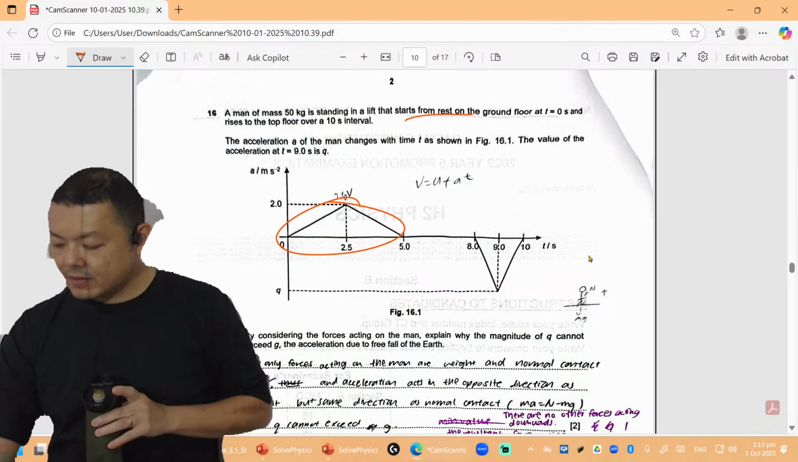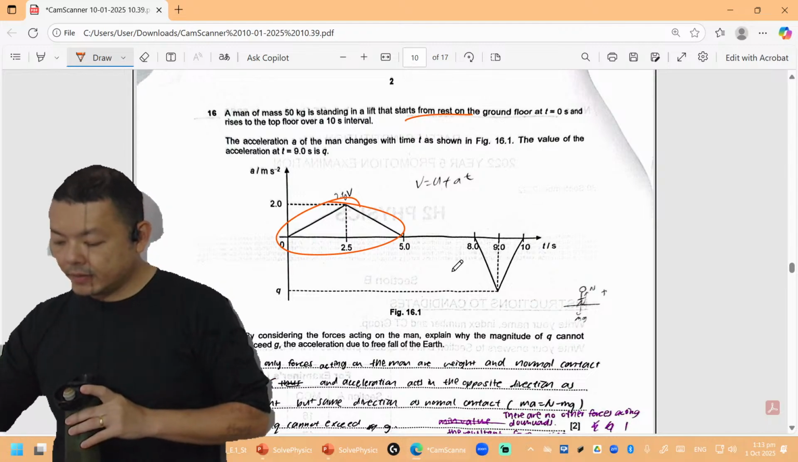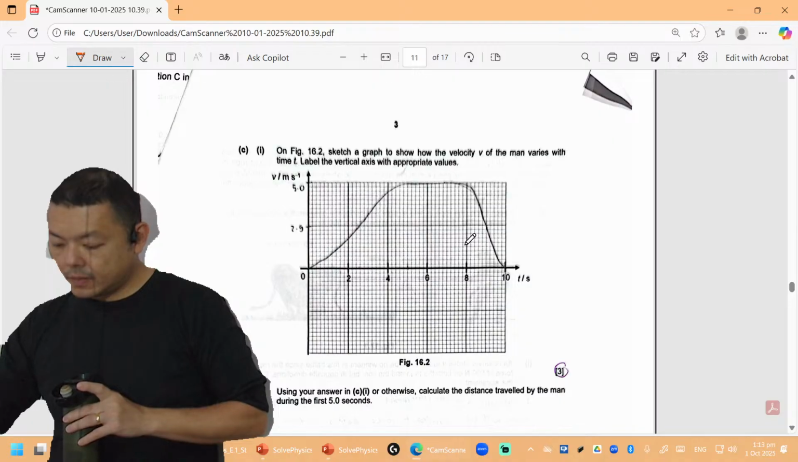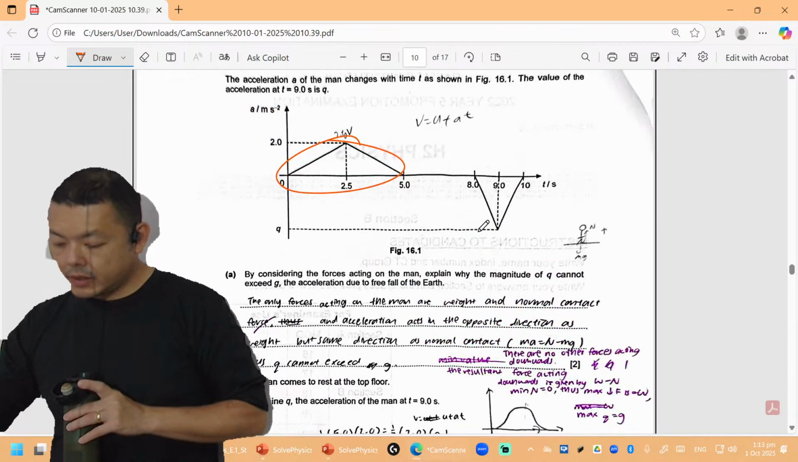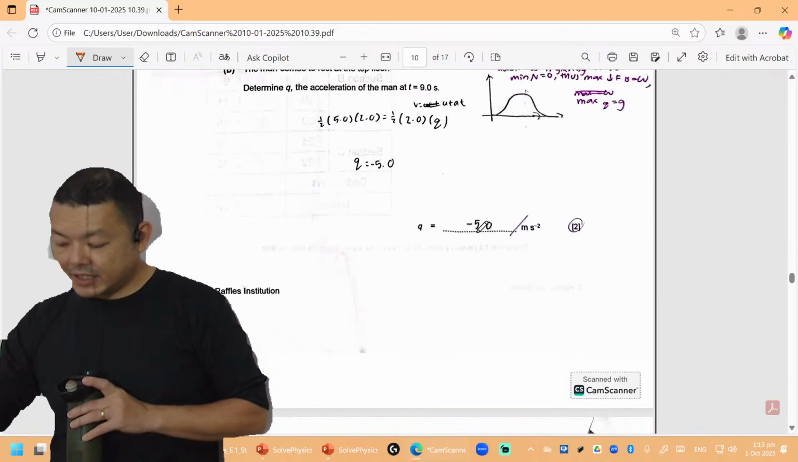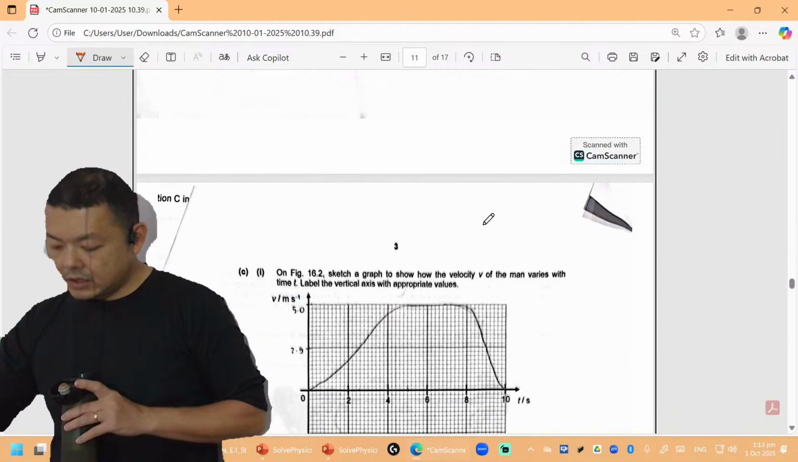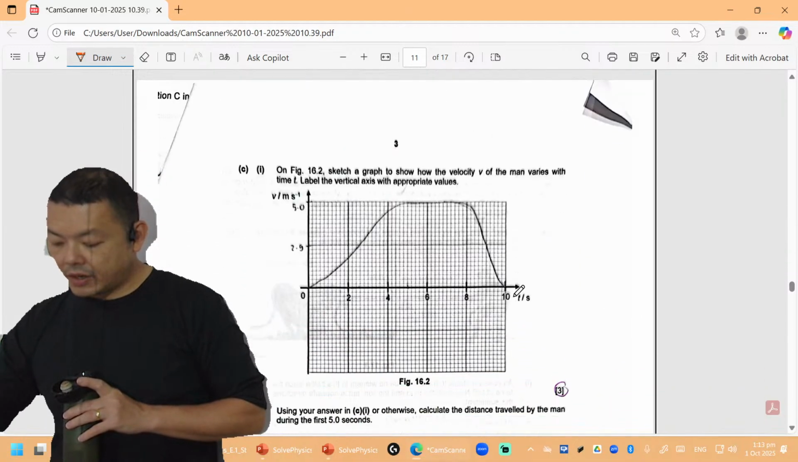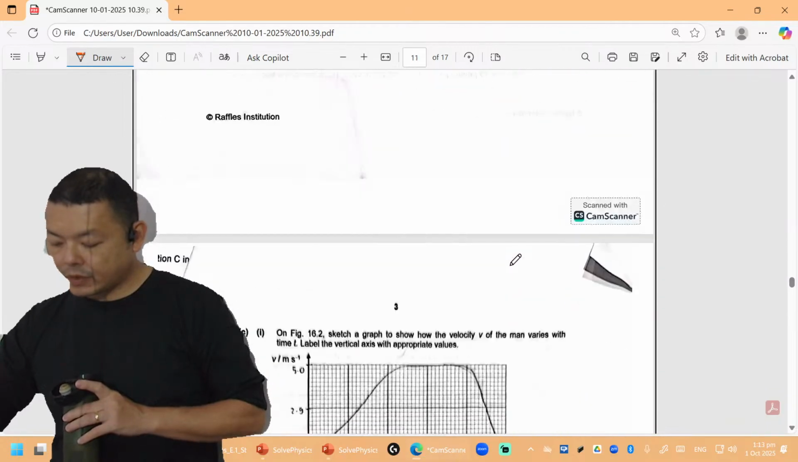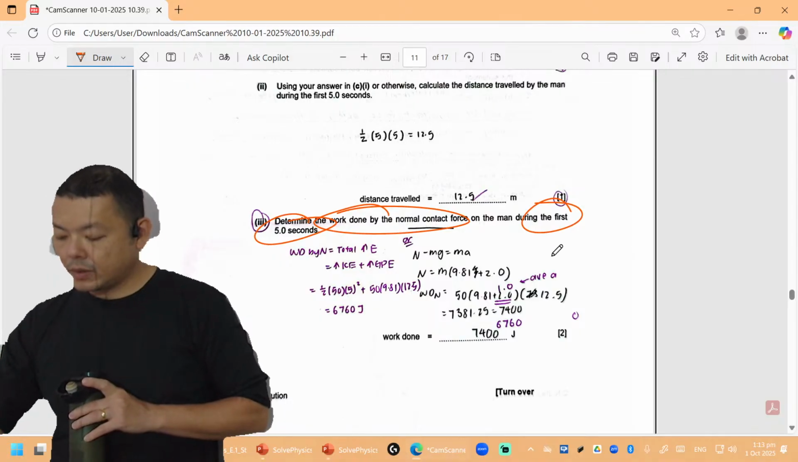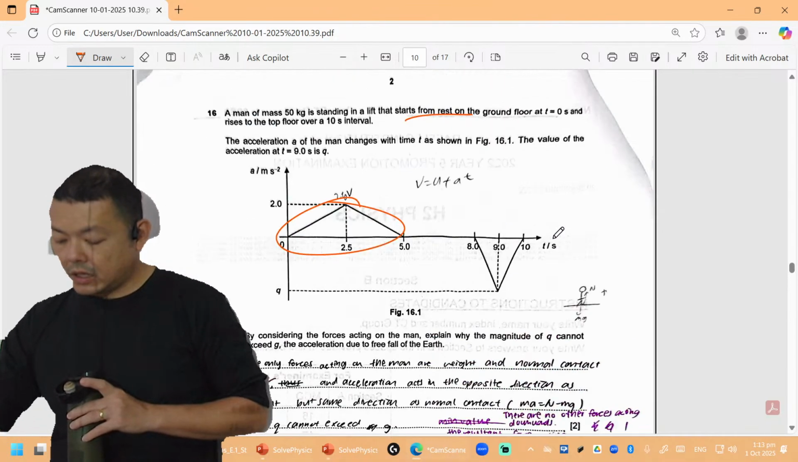So he's at rest. Okay. Acceleration. So this is a change of acceleration, is it? And then this one here is the velocity time graph of the whole thing. And they ask you what's the work done by the normal contact force, right? Work done by the normal contact force.